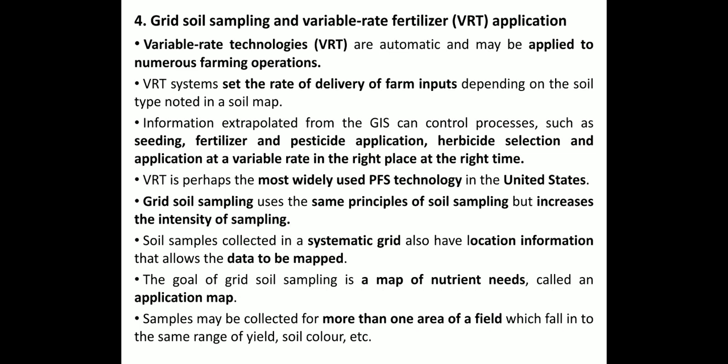The goal of grid soil sampling is a map of nutrient needs, called the application map. As per the map prepared from the soil sampling, nutrients or water are applied where there is a deficiency. This is the main goal of grid soil sampling. The samples may be collected from more than one area of the field that falls into the same range of yield, soil color, etc. This is a major technology used in precision farming.